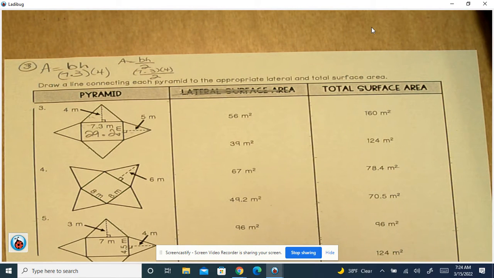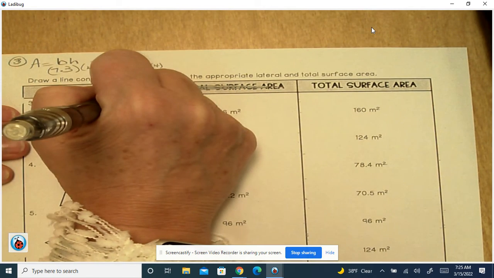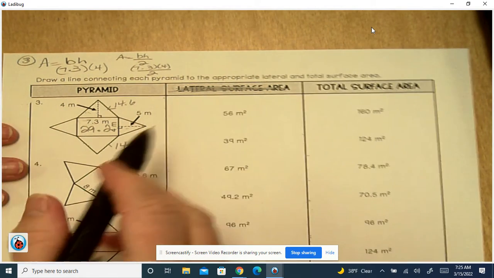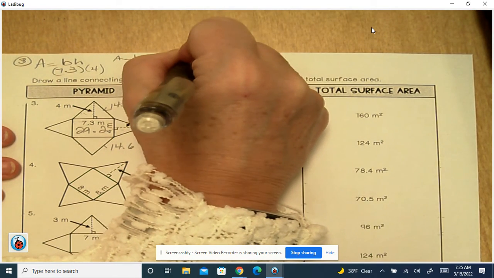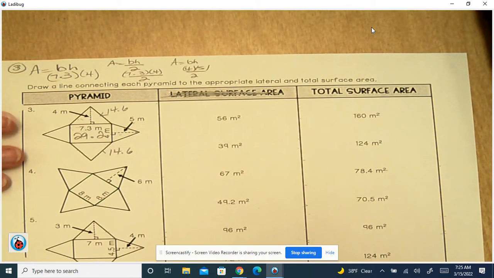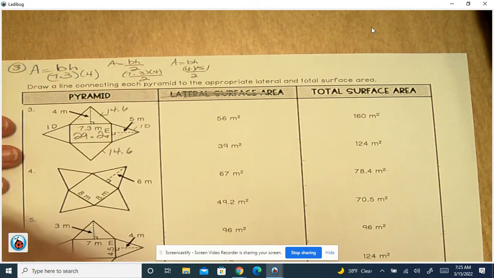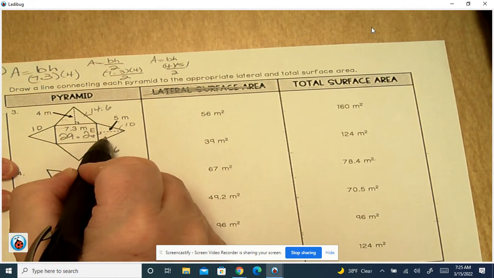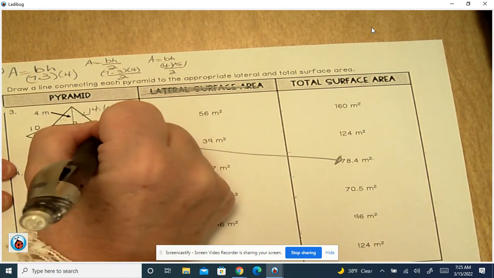29.2 divided by 2 gives us 14.6. So for this one right here is 14.6, and this one right here is 14.6. And then we have 4 and 5. So we got the area equals base times height. 4 times 5 divided by 2. 5 times 4 is 20. 20 divided by 2 is 10. So this one's 10 and this one's 10. And when you add all of those up, you get 78.4. So it's just going to be one line going straight to 78.4.